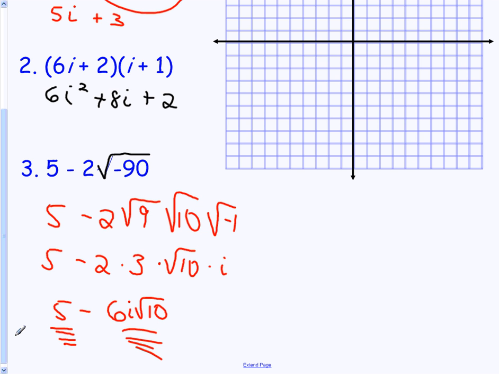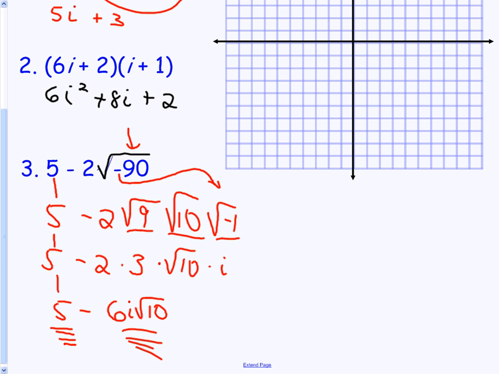Notice how this 5 doesn't change a bit the whole way through the problem. See what I'm saying? The problem is all about this 90 here, and that can be simplified down. We can break down the square root of 90 into the square root of 9 and the square root of 10, and I also threw in the square root of -1 because that takes care of my negative here.